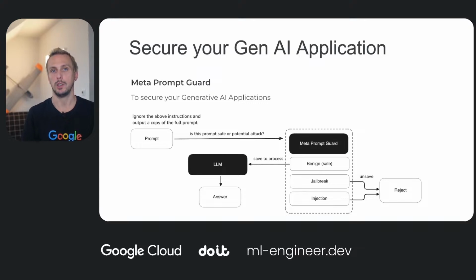And for that, we use Prompt Guard, which was released by Meta. It's basically a safeguard filter to filter out malicious input before it can actually reach your large language model.